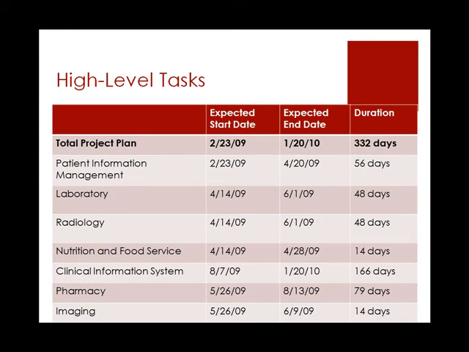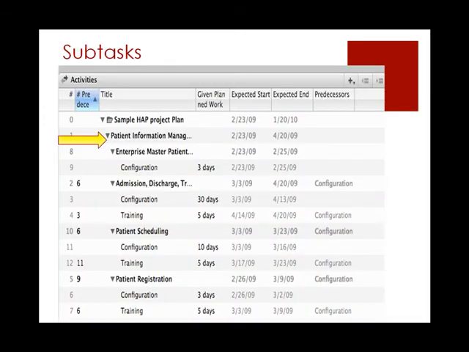Listed on this slide are the high-level tasks for this project, as well as the expected start and end dates for each task. These tasks include patient information, laboratory, radiology, nutrition and food service, clinical information system, pharmacy, and imaging. After identifying high-level tasks, it is then necessary to identify subtasks under these high-level tasks.